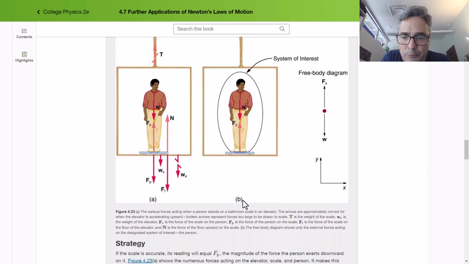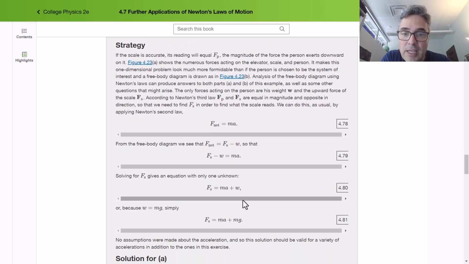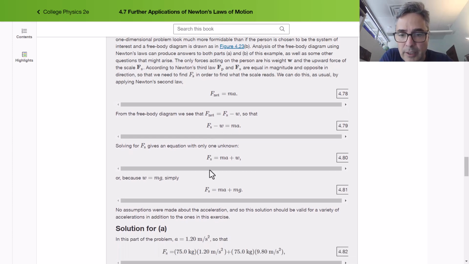So what you have to do is say that the net force is equal to the mass times the acceleration. That's the idea here. So if you're accelerating upwards, then the upward force of the spring minus the weight has to be positive. You're going to have more weight on the scale if you're accelerating upwards.